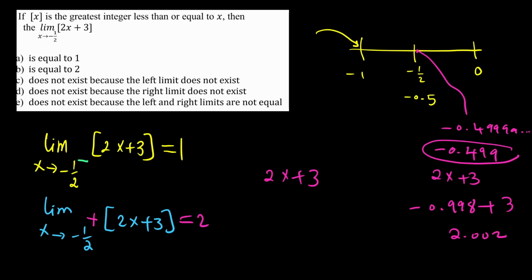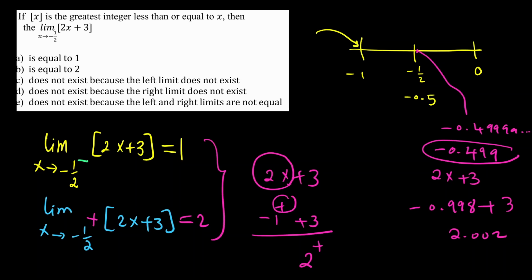Okay, in a shortcut, we say that 2x plus 3, as x goes to minus half from the right, now this 2x is going to go to minus 1 from the right, and if you add 3 to it, minus 1 and 3 is going to go to 2, but we are coming to that from the right, so this is a little bit more than 2, and the greatest integer of that is just 2. Now you can see that the limit as x goes to minus half from the left is not the same as the limit as x goes to minus 1 half from the right, and therefore the limit does not exist.